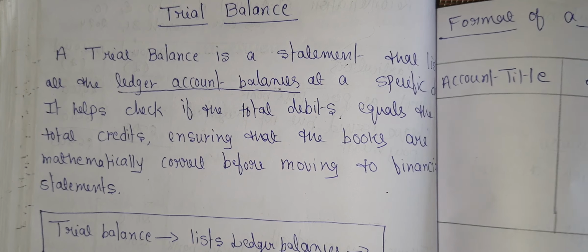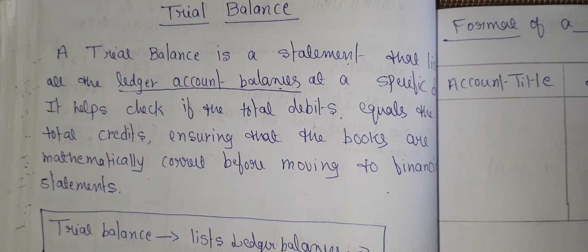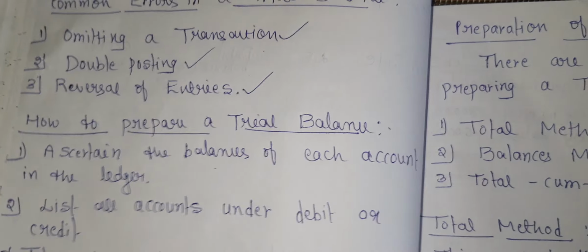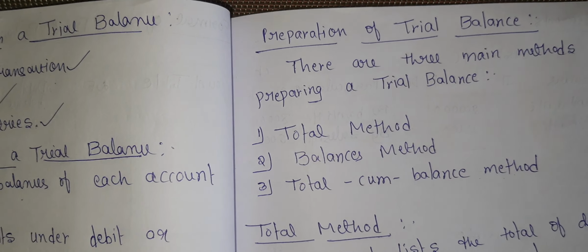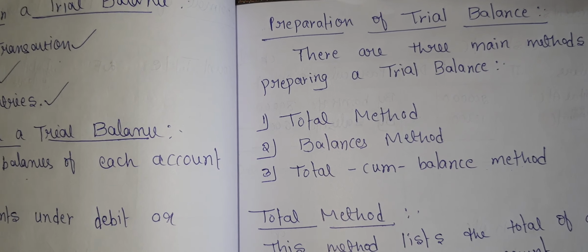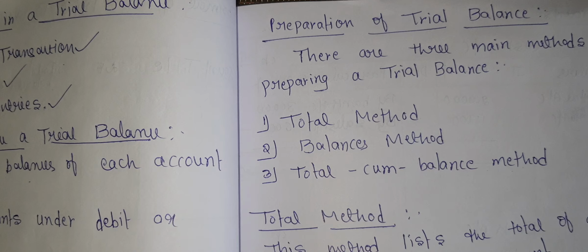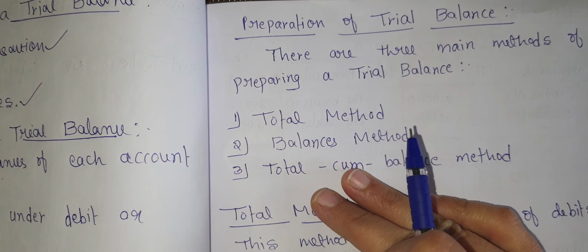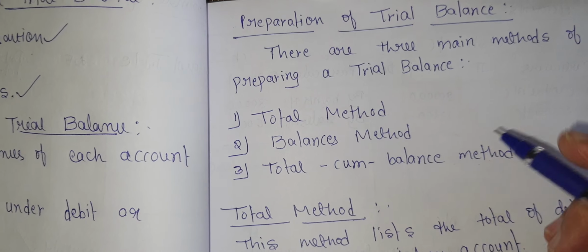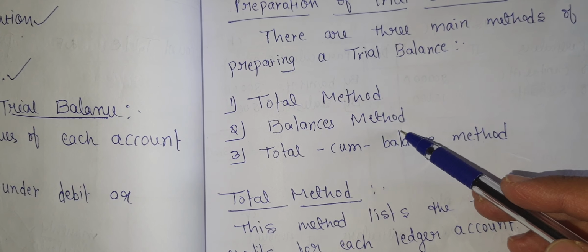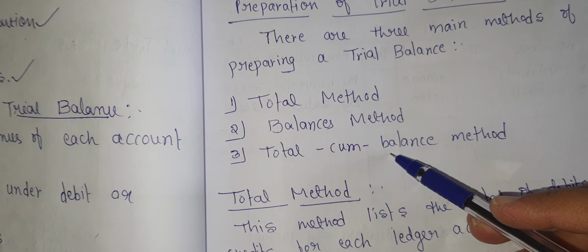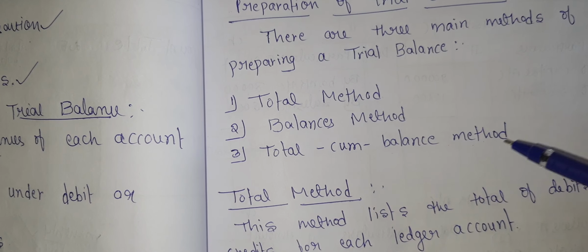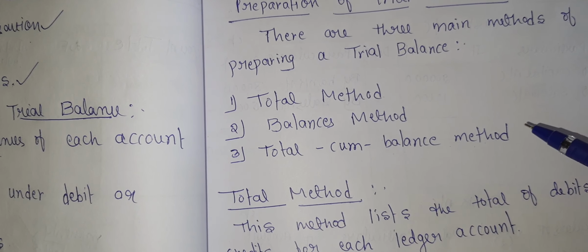Okay, so in today's class, we are going to learn about the preparation of trial balance. It means what? It means the main methods of preparing a trial balance, and how we will prepare the trial balance using these three methods. They are: the first one is the total method, the second one is the balance method, and the third one is the total cum balance method. So now we will learn one by one.